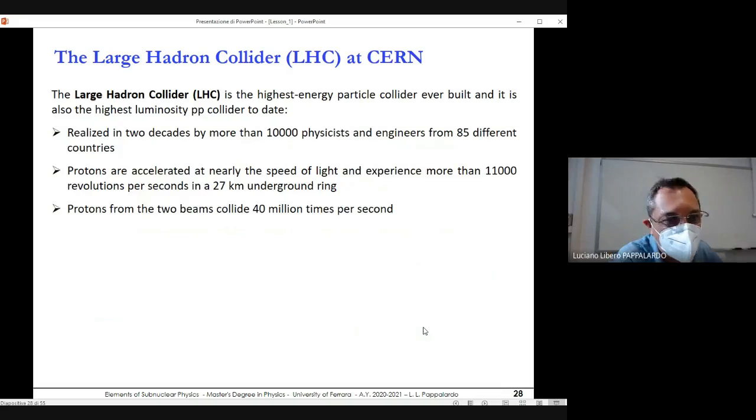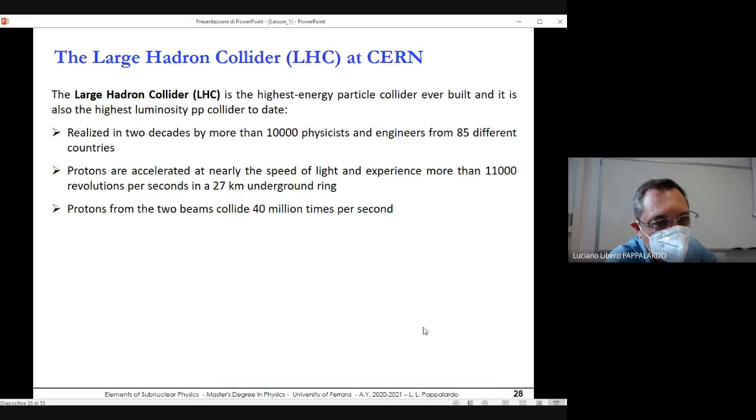So what is the Large Hadron Collider? It is, as you know, the highest energy particle collider ever built, and it is also the highest luminosity proton-proton collider to date. It has been realized in 2 decades by more than 10,000 physicists and engineers from 85 different countries.